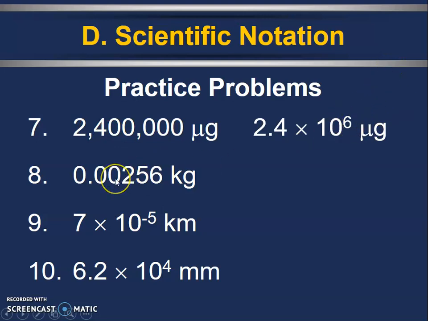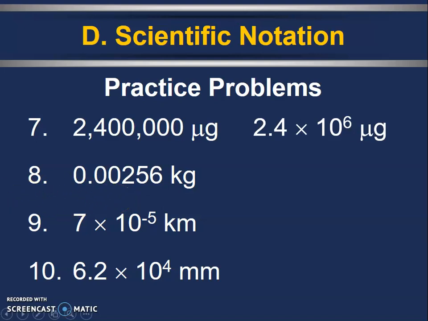Now let's do an example where it is actually smaller than 1. So if it's smaller than 1, that means that I am going to have a negative exponent. Okay, but we're still going to work the same way. So let's start by looking at how many sig figs do I have. Okay, how many do you think there are?